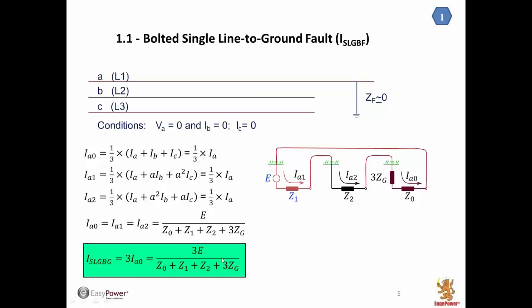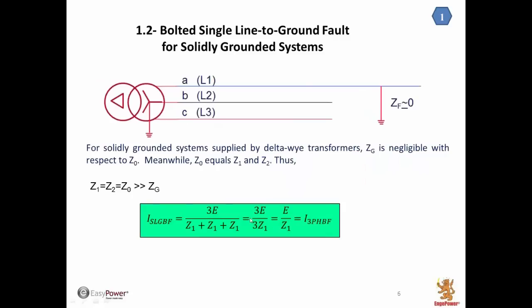Okay, so ZG is the grounding impedance, and for solid ground is 0. Replacing this value, you are going to have Z1, Z1, and Z1. And if we divide the 3 times the line to ground voltage by 3 times positive impedance, we are going to have E divided by Z1. What we have is that the single line bolted ground fault equals 3-phase bolted fault.